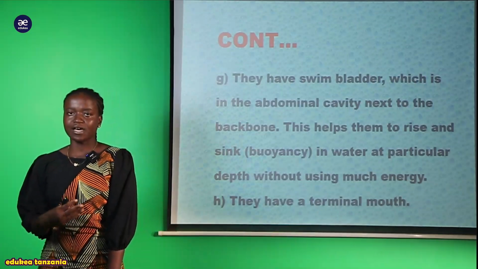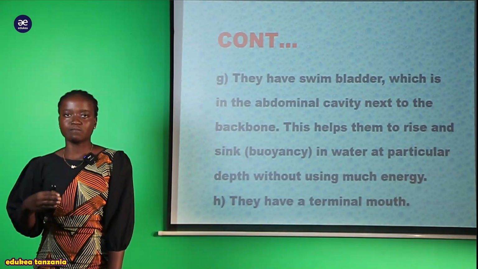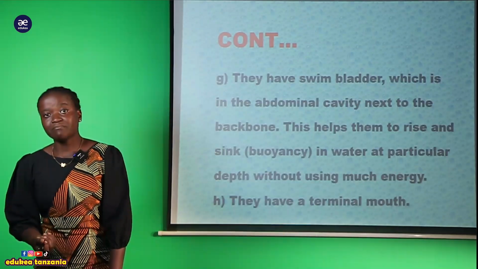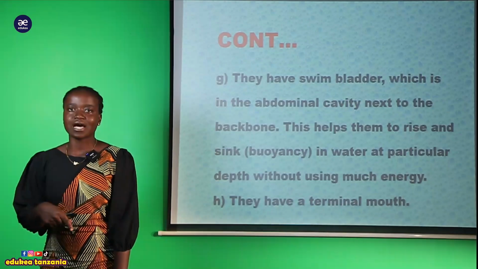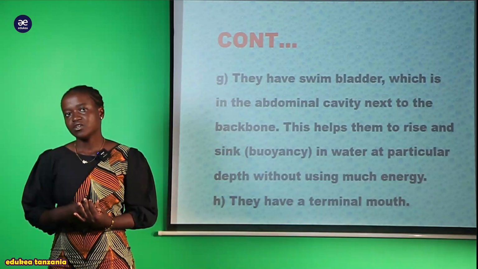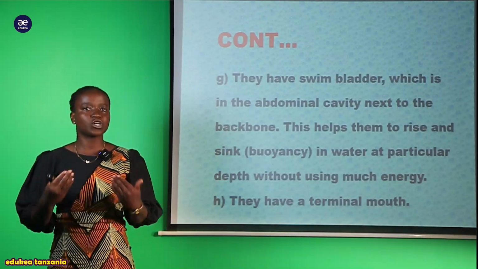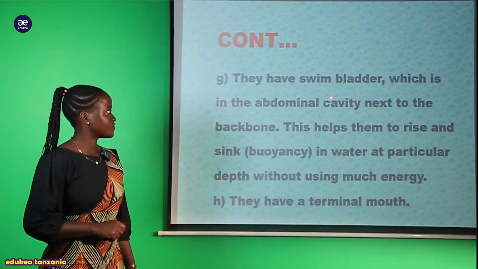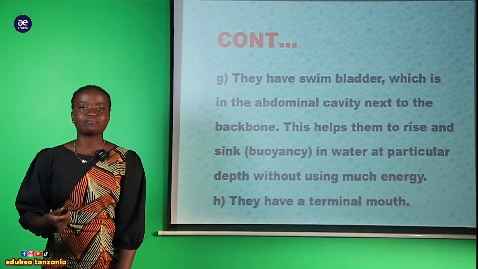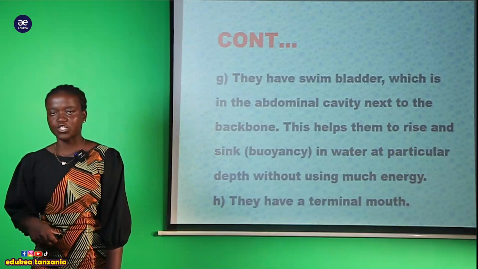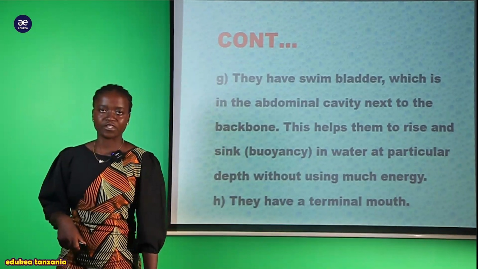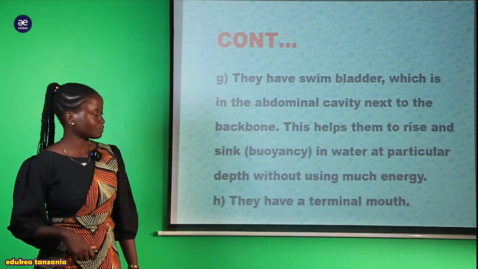Kwa hao organism tumesema wana ile swim bladder. They possess a swim bladder. A swim bladder ndiyo ambayo inawasaidia hao organism kuweza kuelea ndani ya maji. So wanaweza wakaingia wakatoka is due to the presence of this swim bladder. So the swim bladder aids the buoyancy of these fish which are called Osteichthyes. And a good example, we have tilapia, tuna, and so on.